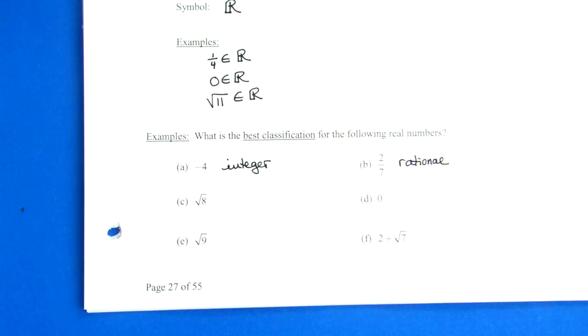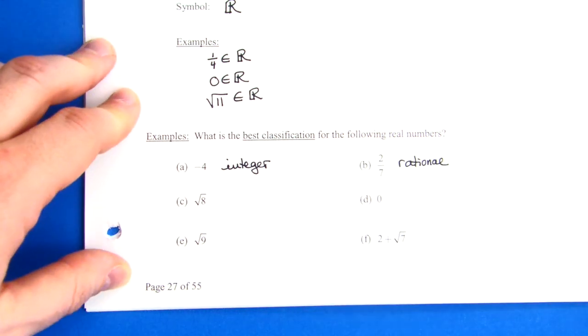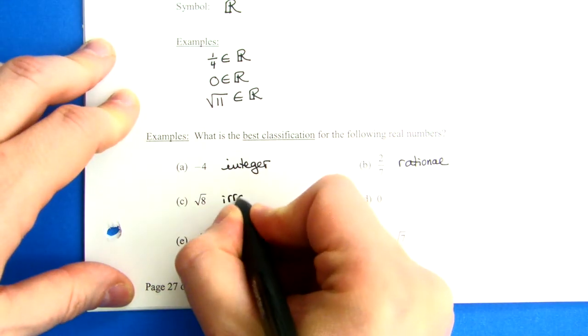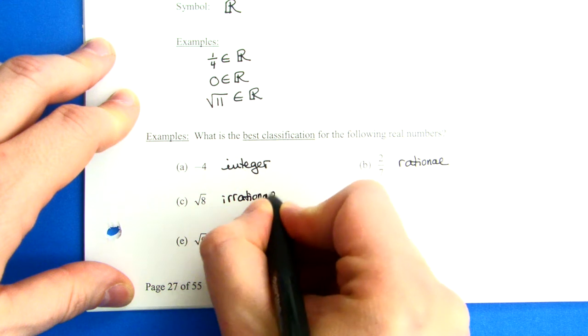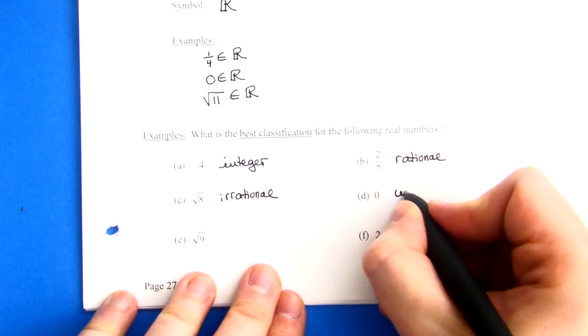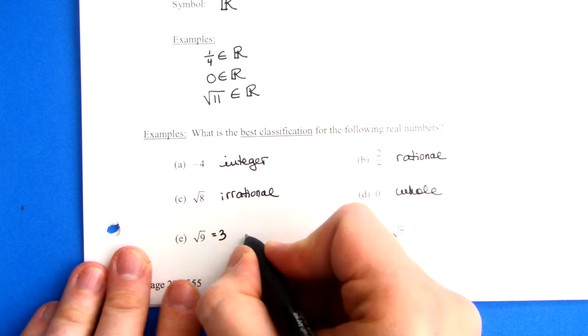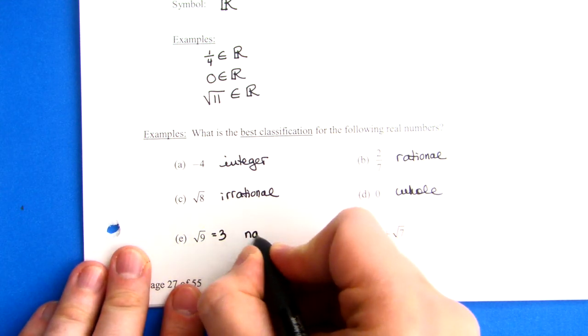Square root of 8. Well, maybe use the calculator to check this one. Square root of 8, yeah, it's a decimal that goes on forever with no pattern. That's going to be an irrational number. 0. 0 is the only number where whole is its best name. Square root of 9. Don't be fooled by the square root. Square root of 9 is just 3, which is a natural number.